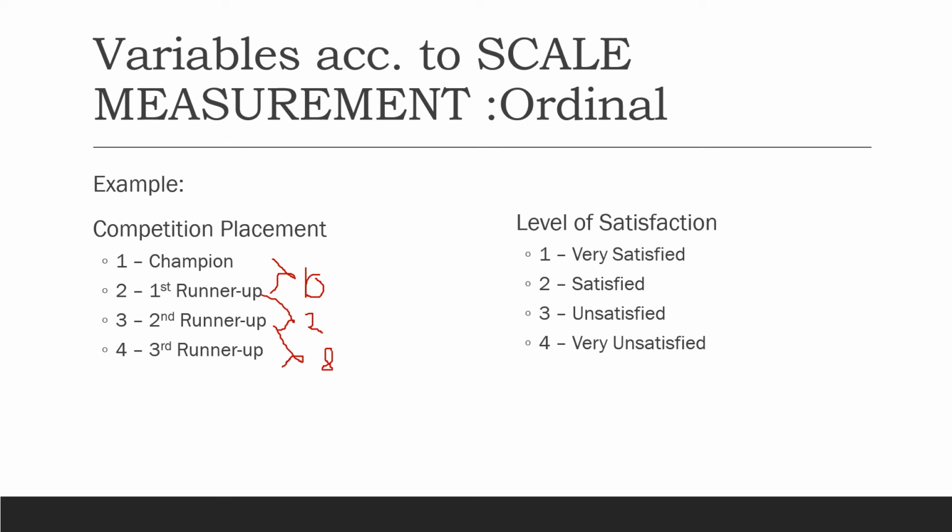You're very satisfied, satisfied, unsatisfied, and very unsatisfied. Ito pong level of satisfaction ay ordinal data or ordinal variable because kinakategorize mo lang siya into these categories, pero dapat mauna pa rin si very satisfied, or at least si very unsatisfied ang nasa 1, papunta sa 4 si very satisfied. Okay, pwede mo siyang baliktarin pero ganito pa rin ang arrangement.